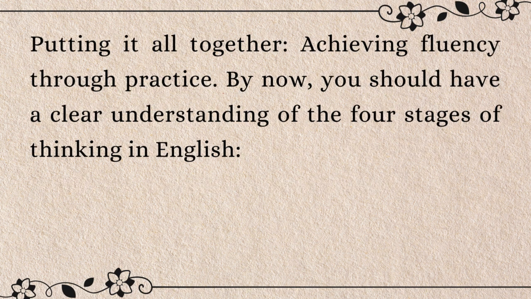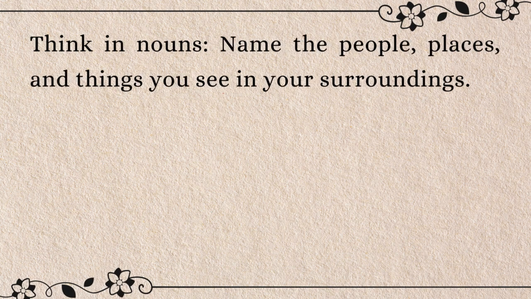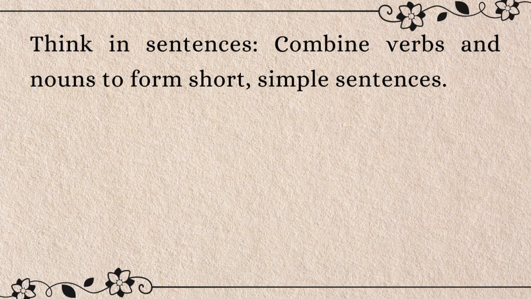Putting it all together, achieving fluency through practice. By now, you should have a clear understanding of the 4 stages of thinking in English. Think in verbs. Focus on action words and describe what is happening around you. Think in nouns. Name the people, places, and things you see in your surroundings. Think in sentences. Combine verbs and nouns to form short, simple sentences.